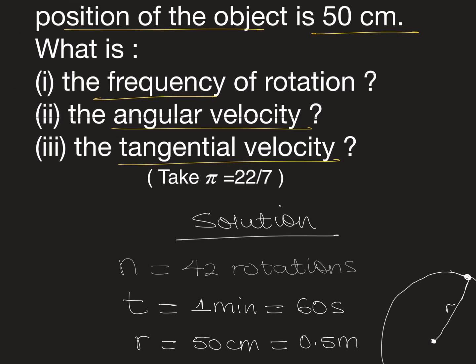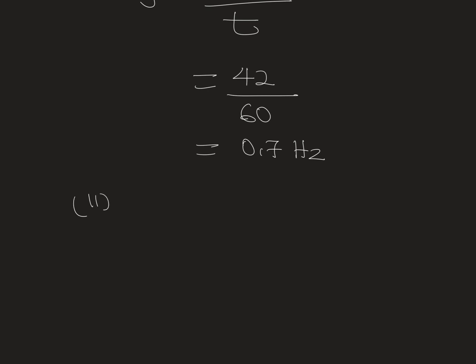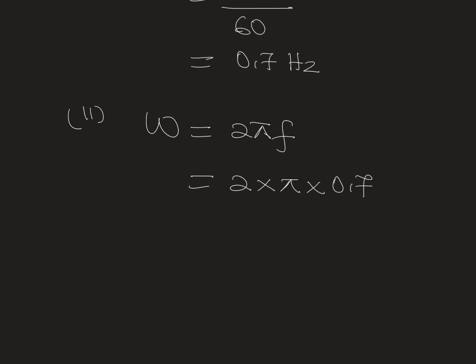Okay, so the second question is the angular velocity. The angular velocity is equal to 2 pi f. So that will be 2 times pi times 0.7. 2 times 0.7 is 1.4. So that will be 1.4 pi radians per second. So we can leave pi in our answer, okay, unless the question states otherwise.